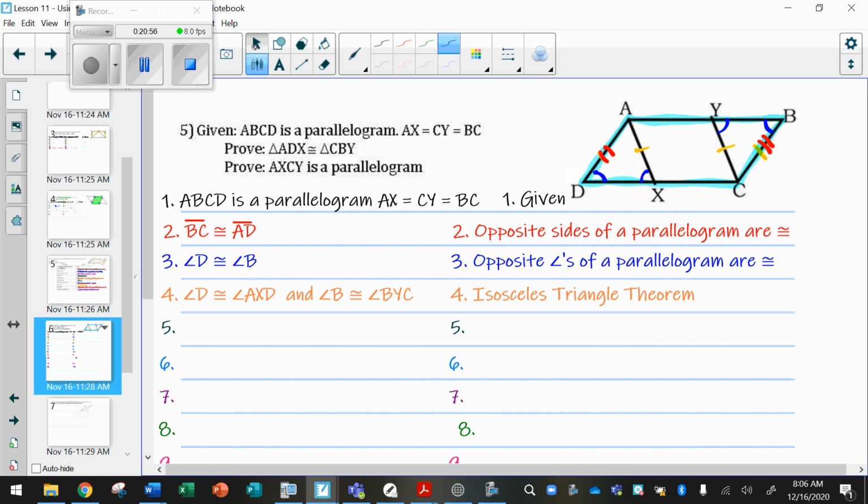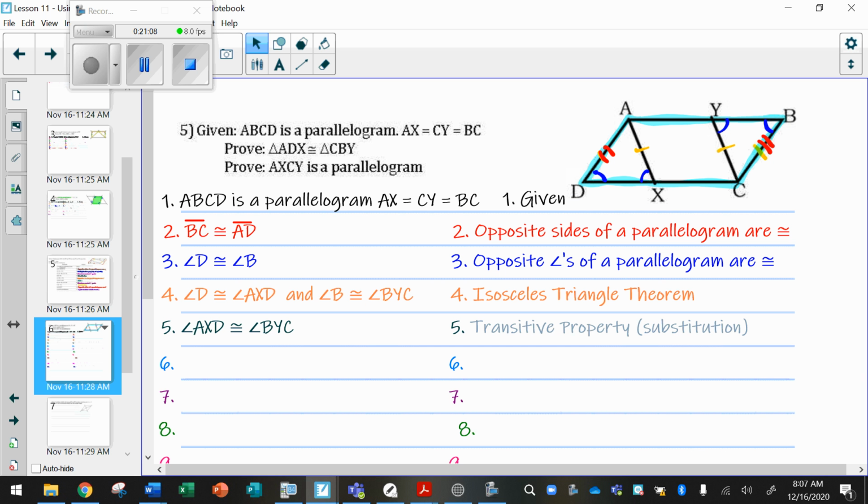Now, since we have AXD congruent to D, and D is congruent to B, with angle B congruent to BYC, that means AXD is congruent to BYC. That could be substitution. If you remember correctly, that is also the transitive property, where if two different items are equal to the same value, then they have to be equal to each other. That was the transitive property. But it might be easier for you guys just to understand that it's a substitution with angle D and angle B turning into AXD and BYC.